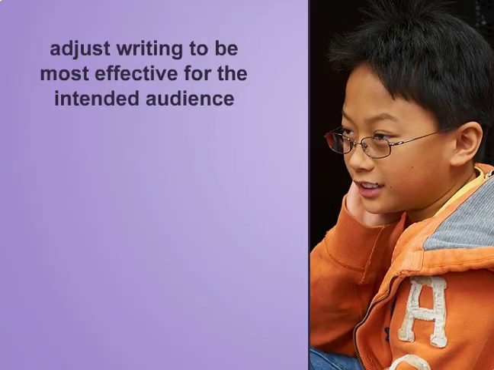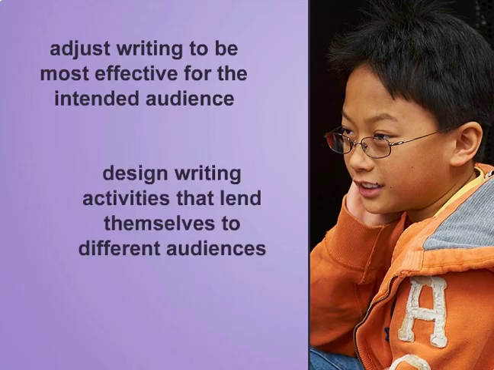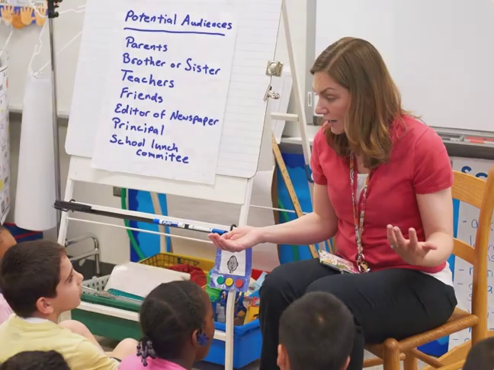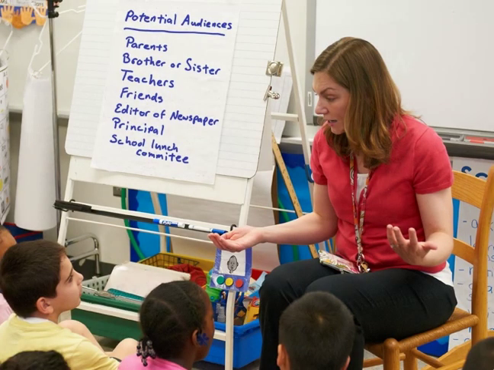Students must learn to adjust their writing to be most effective for their intended audience. To help students understand the role of audience in writing, it is important to design writing activities that naturally lend themselves to different audiences. For example, teachers and students can generate a list of potential audiences for a given writing assignment. Then students can choose the audience that best fits their writing topic.